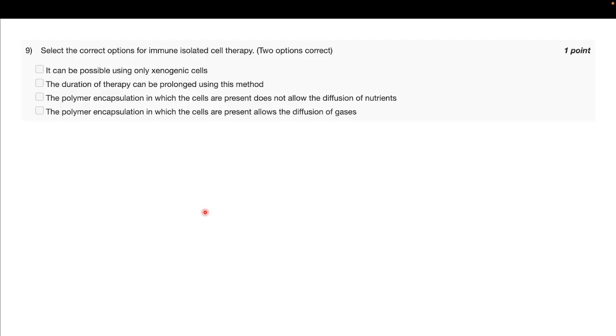Next is, select the correct options for immune isolated cell therapy. We have to choose two correct options.